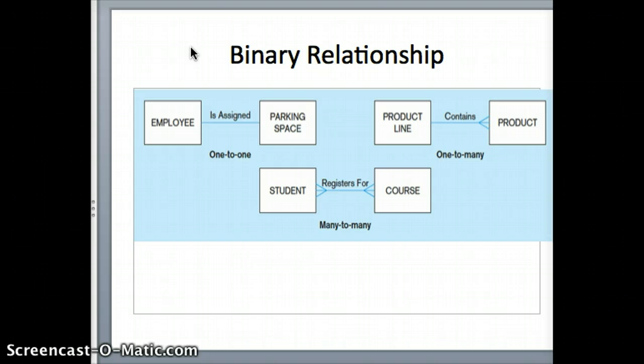In this binary example, the first example indicates that an employee is assigned to one parking space and that each parking space is assigned to one employee. So this is a one-to-one relationship. The second example indicates that a product line may contain several products and that each product belongs to only one product line. So this is a one-to-many relationship. The third example shows that a student may register for more than one course and each course may have many student registrants.